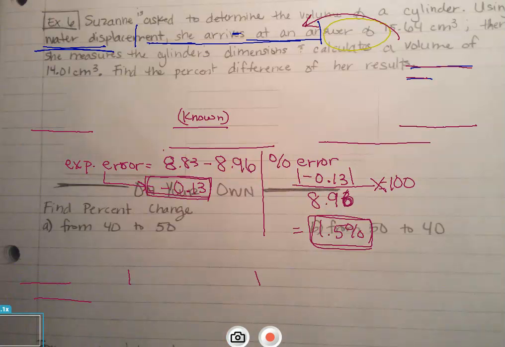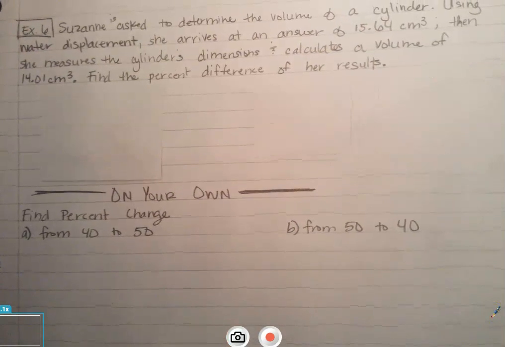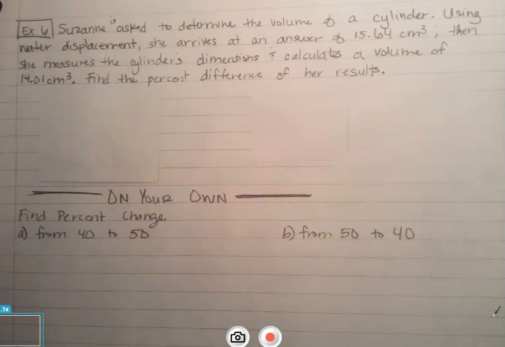Oh, it didn't clear out yet. There we go. All right, so example 6. Suzanne is asked to determine the volume of a cylinder using water displacement. That's fun stuff. She arrives at an answer of 15.64 centimeters cubed. Then she measures the cylinder's dimensions and calculates a volume of 14.01 centimeters cubed. Find the percent difference of her results.